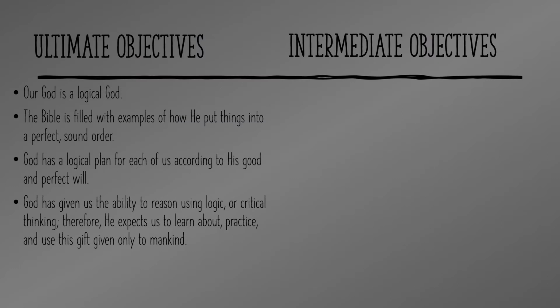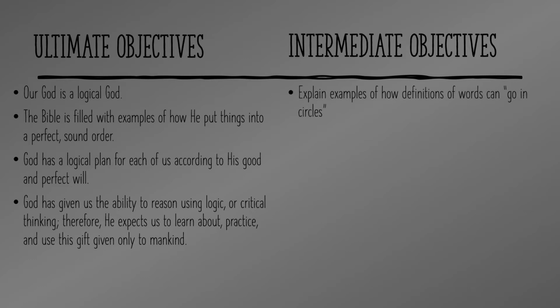Before we go any further, let's explore our ultimate and intermediate objectives. We've been discussing throughout chapter 2 that our God is logical, and our Bible is filled with examples of this. Now, because God is logical and has a perfect plan for each and every one of us, He expects us to learn about, practice, and use this gift of logic. This gift is only given to us, and we need to use it with wisdom.